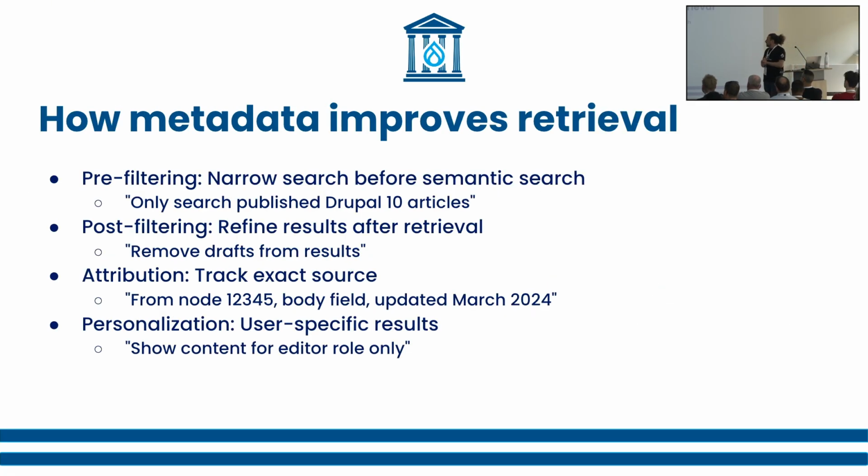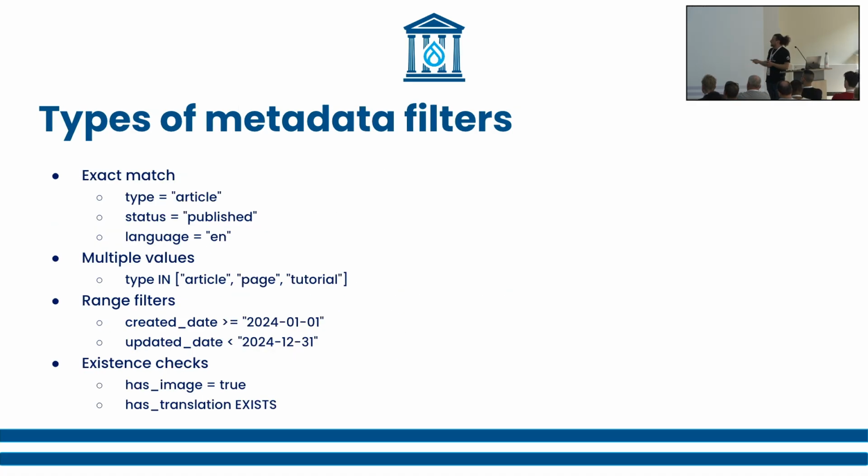So it improves the retrieval by filtering, as we said. We can do pre-filtering, so we can filter before we do the query, adding that to our query. Or post-filtering, so after we get the result, we can filter it, and again we can do it by ID or body field or any other information that we want to add. And these are the types of filters that we can use: exact match, multiple values, range filter, and existence check.